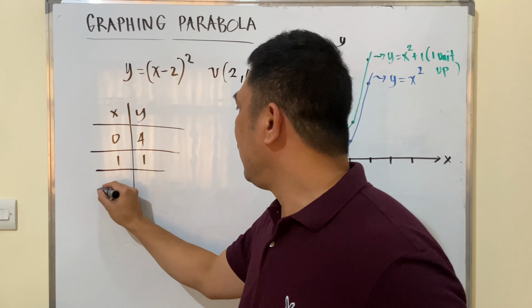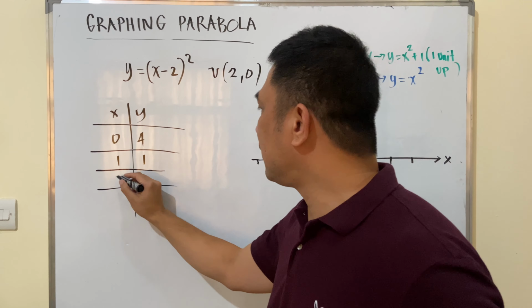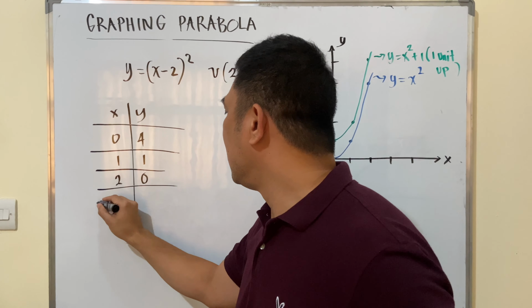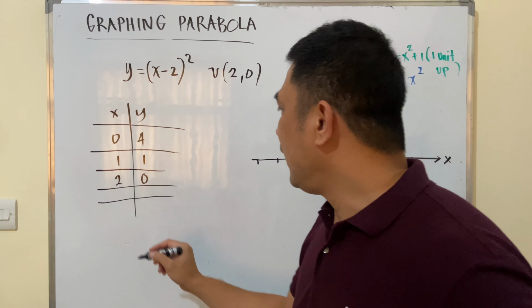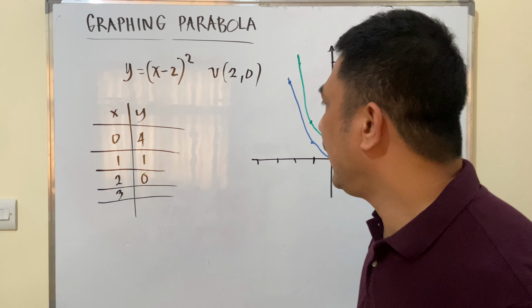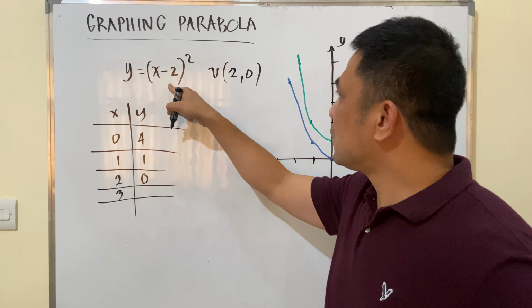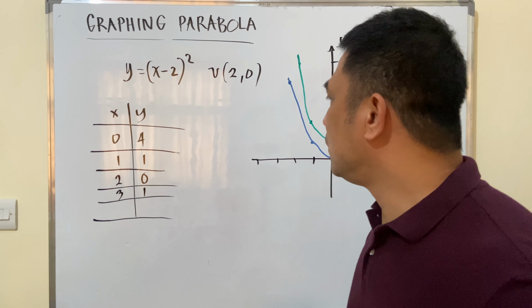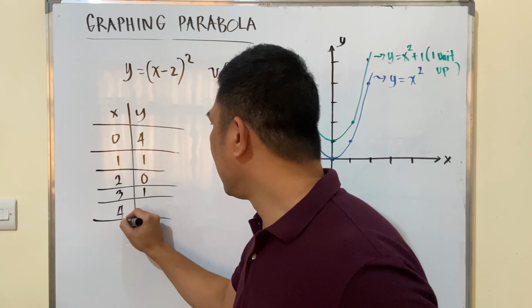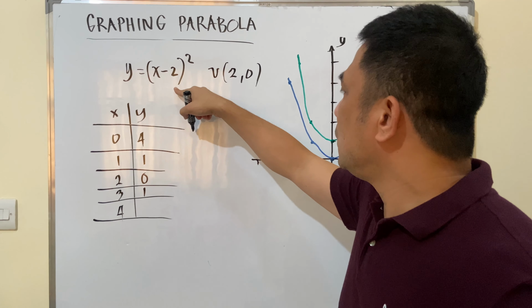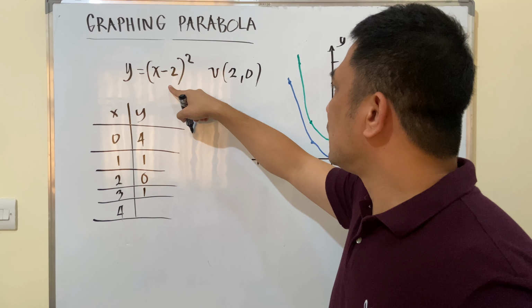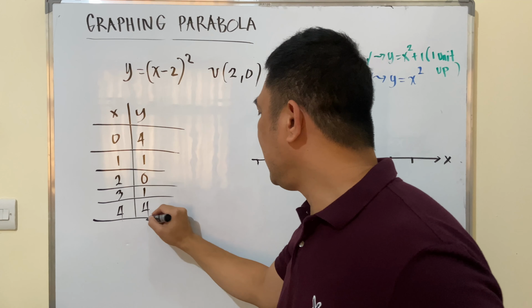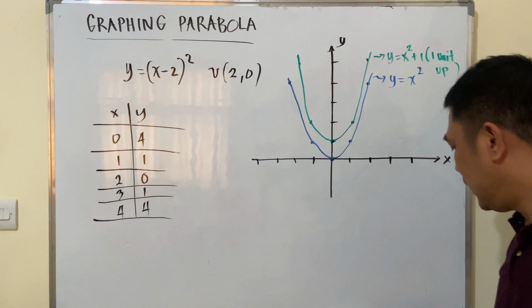If x equals 2, of course, that's our vertex. y is equal to 0. If x equals 3, that is 3 minus 2, that's 1 squared, that is 1. And then x equals 4, so 4 minus 2, that's 2 squared, that is 4. So I think this set of points is enough. Let's try to graph now.